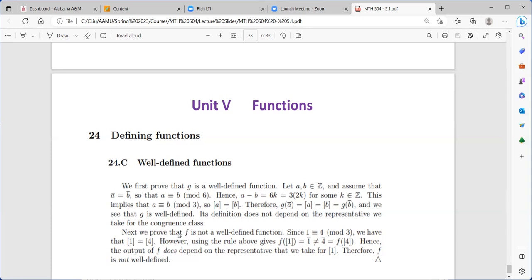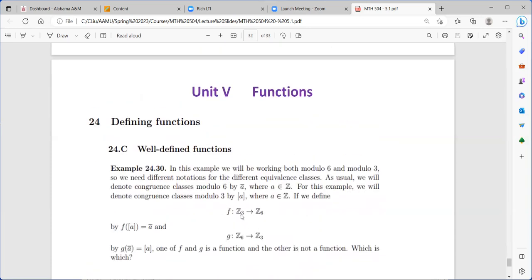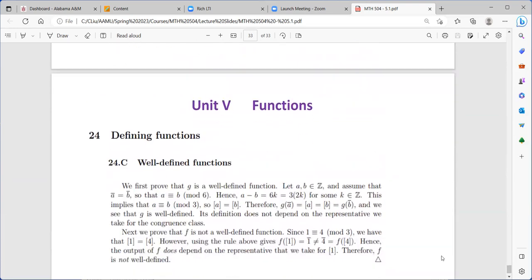Now, how do you prove that F is not well defined? It's pretty easy. You can take an example. You can give a lot of examples showing that this relation F does not define a function. F is from Z3 to Z6. If you pick two integers in the same class, bracket A, you might end up with different A bars in Z6. Just keep that in mind.